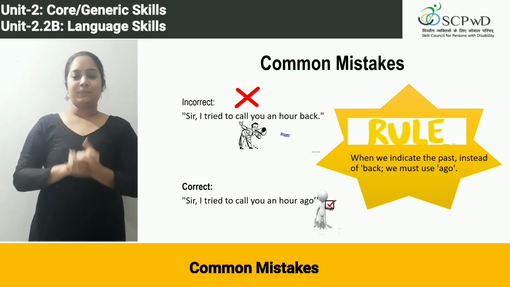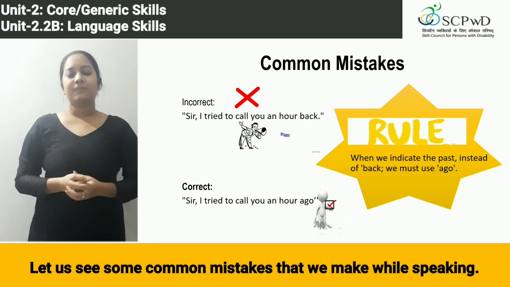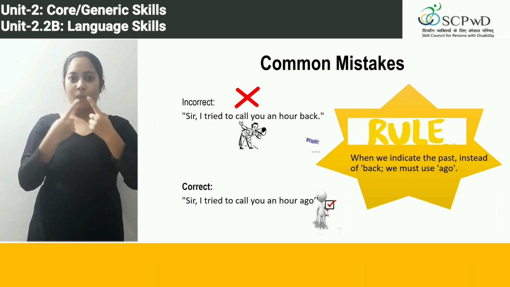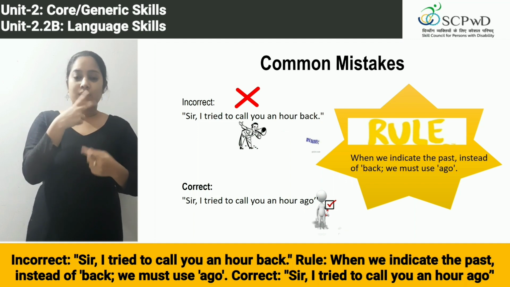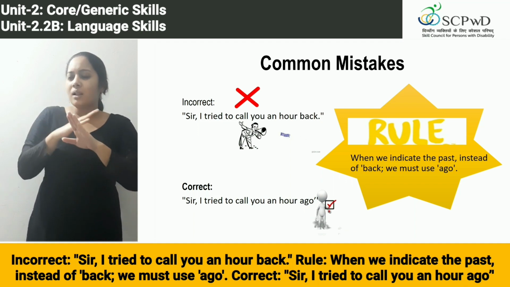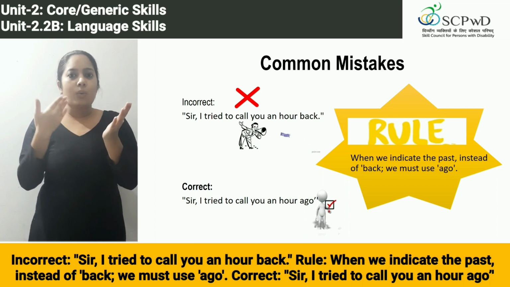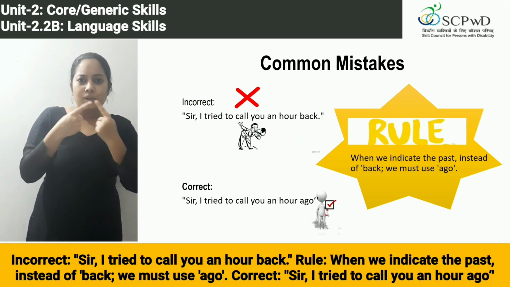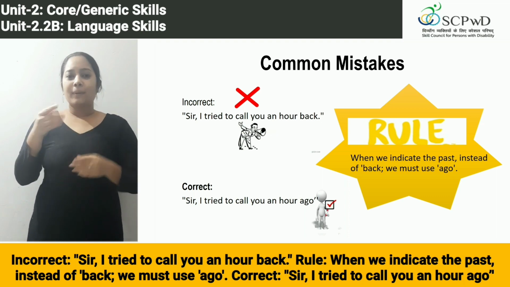Common mistakes. Let us see some common mistakes that we make while speaking. Incorrect: Sir, I tried to call you an hour back. Rule: when we indicate the past, instead of back, we must use ago. Correct: Sir, I tried to call you an hour ago.